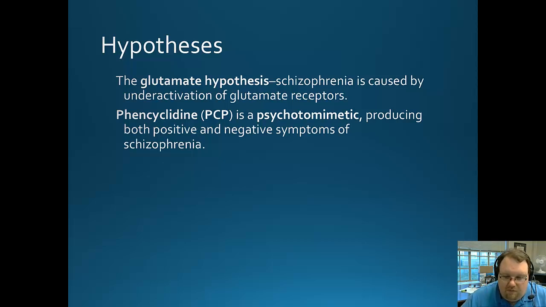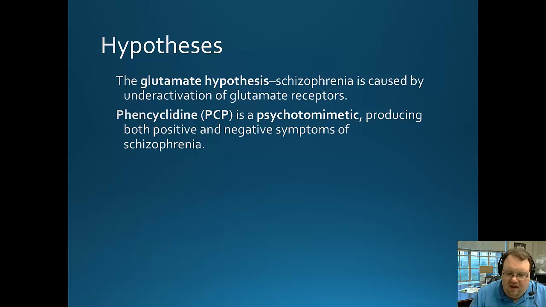A lot of books are now gung-ho on the glutamate hypothesis, my biological psychology textbook being one of them. So why don't I like it? Why do I hang on to that old, trustworthy, correlational dopamine hypothesis? Well, the reason I hold on to it is that blocking D2 receptors works. Both typical and atypical antipsychotics block D2 receptors, at least to some extent.